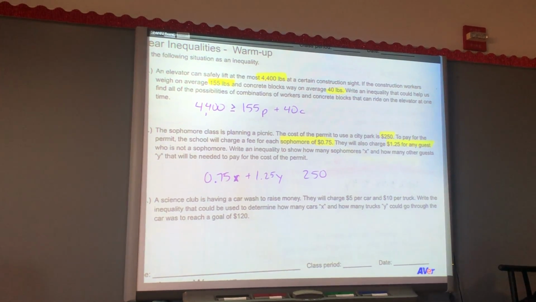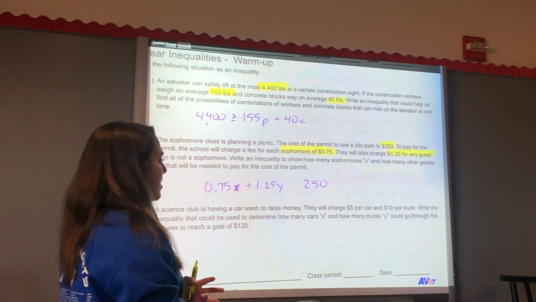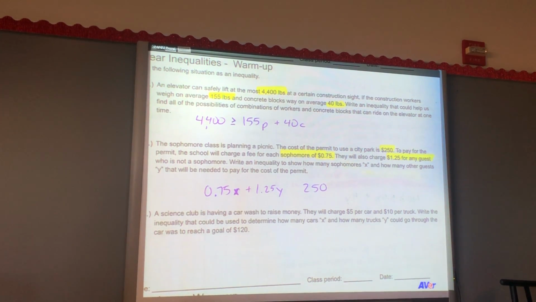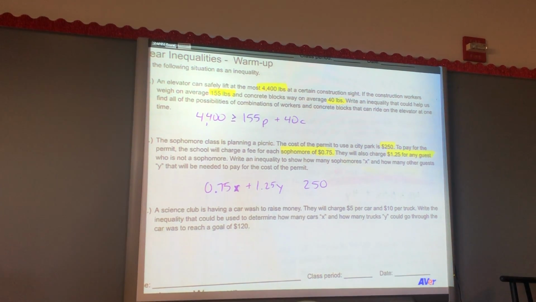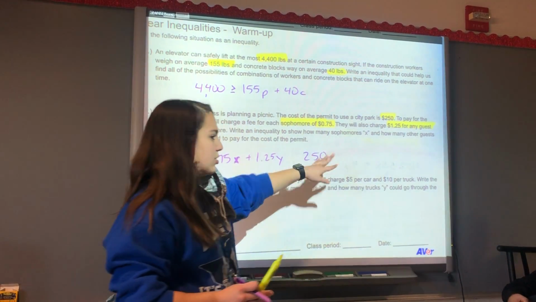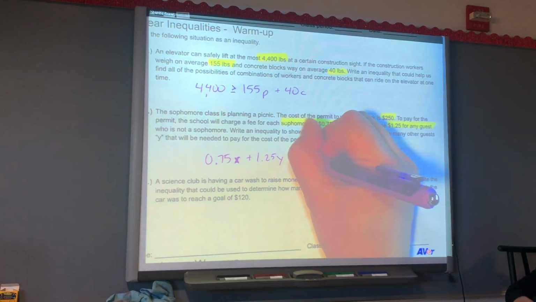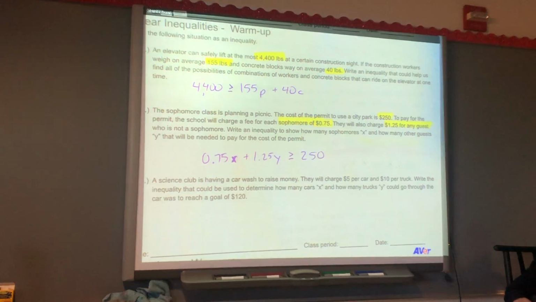I need to figure out what inequality I'm going to put here. So it doesn't have to be equals, it needs to be either greater than or less than or something like that. So, what do you think? Oh, the left side has to be greater than or equal to 250? Okay, the left side, so over here, has to be more than or equal to 250 for us to be able to pay for that permit. So I'm going to put the alligator mouth, as people like to call it, facing the actual equation.